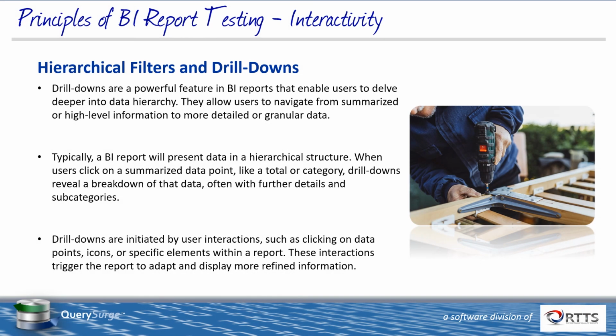Drill downs are a powerful feature in BI reports that enable users to delve deeper into data hierarchy. They allow users to navigate from summarized or high-level information to more detailed or granular data. Typically, a BI report will present data in a hierarchical structure. When users click on a summarized data point, like a total or category, drill downs reveal a breakdown of that data, often with further details and subcategories. Drill downs are initiated by user interactions, such as clicking on data points, icons, or specific elements within a report. These interactions trigger the report to adapt and display more refined information.